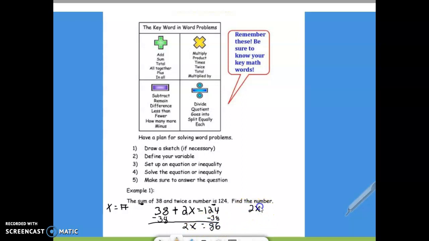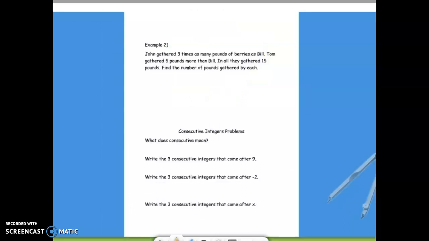And then what is that? Half of 86 is going to be what? 43, right? 43. Okay, so x is going to be 43. And a lot of times, so that is my number. If you look at it, if I double 43, I'm going to get 86 plus 38 equals 124. So a lot of times these are pretty easy to check. You can plug them in your calculator or just use some common sense, all right? Let's look at the next one.